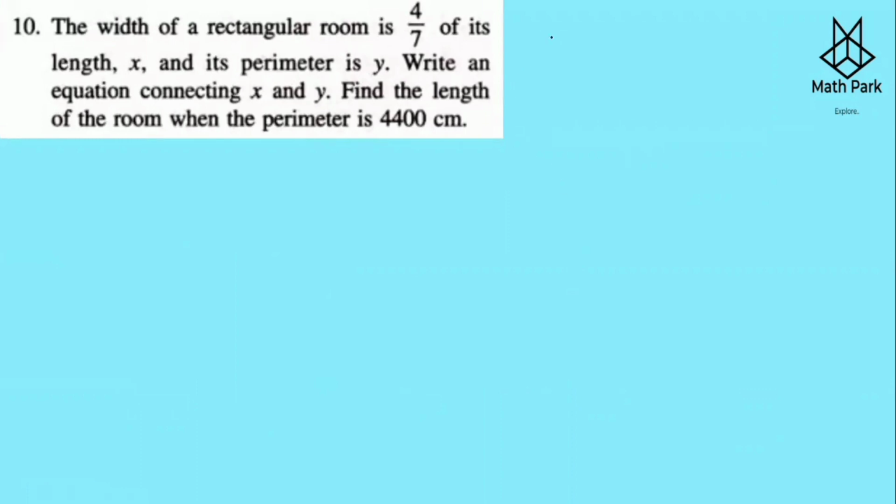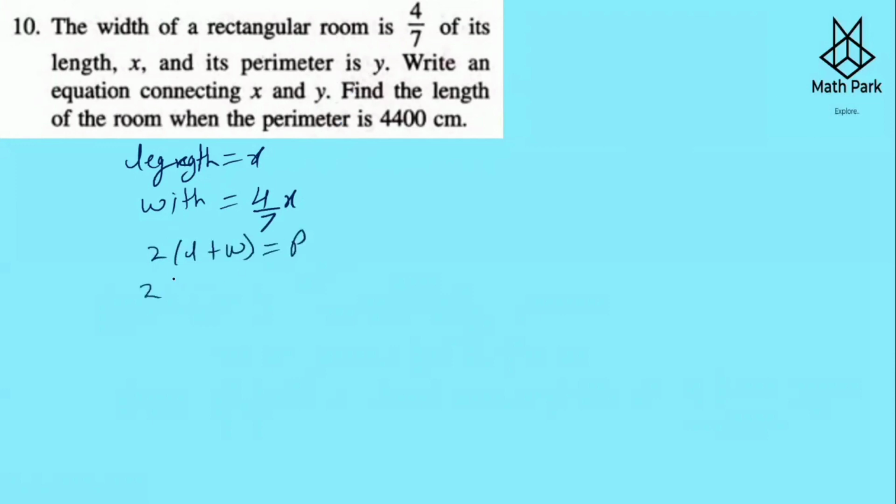The width of the rectangular room is 4 by 7 of its length x and its perimeter is y. Write an equation connecting x and y. So width of the rectangular room is 4 by 7 of the length. If the length is given as x, so you have length is equal to x and width is equal to 4 by 7x. And then the perimeter, we know that twice length plus width is equal to perimeter. So twice x plus 4 by 7x is equal to perimeter, which is given as y.